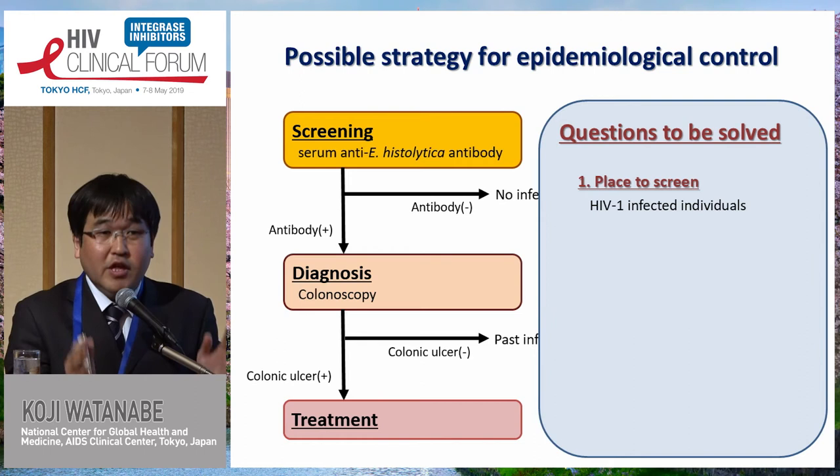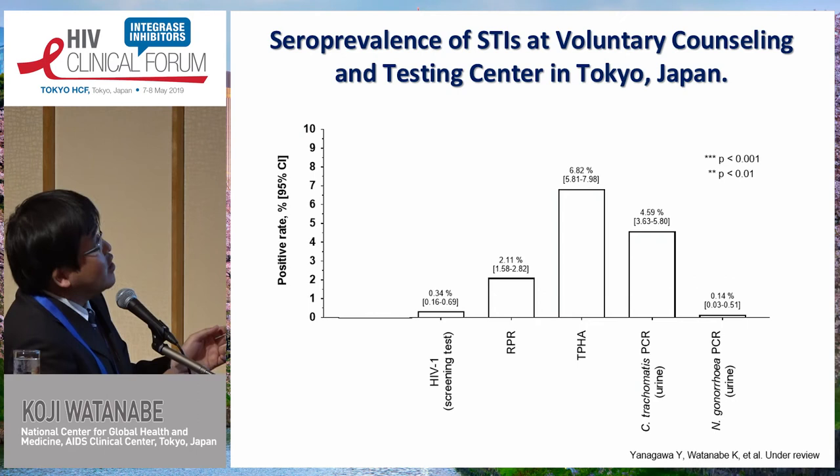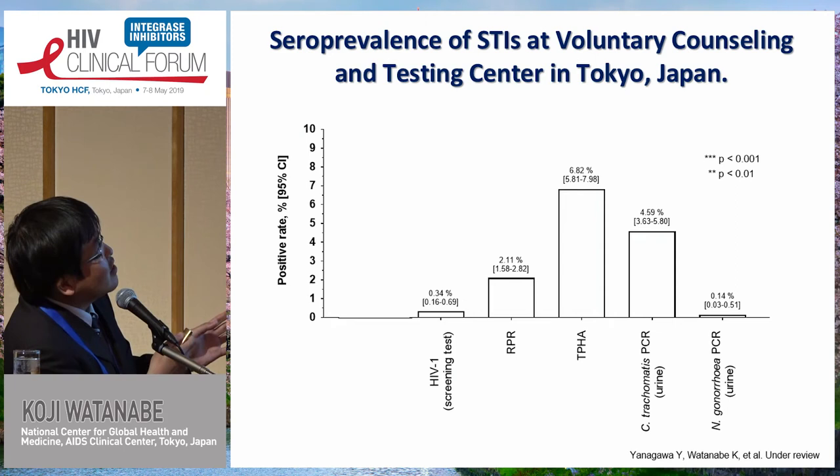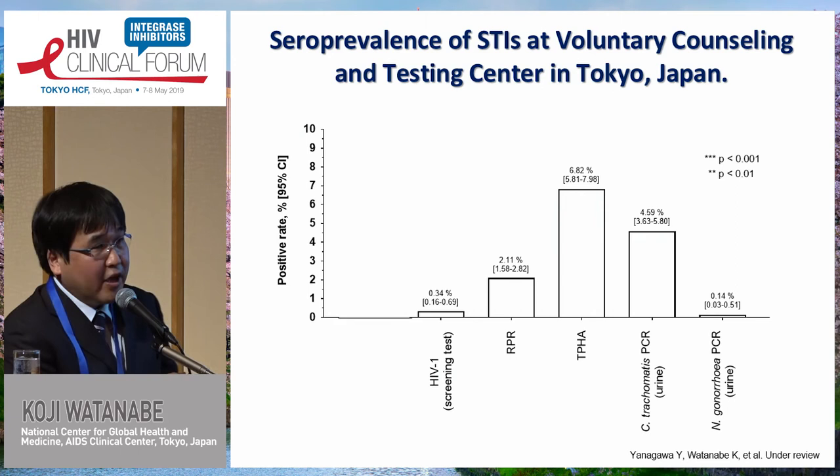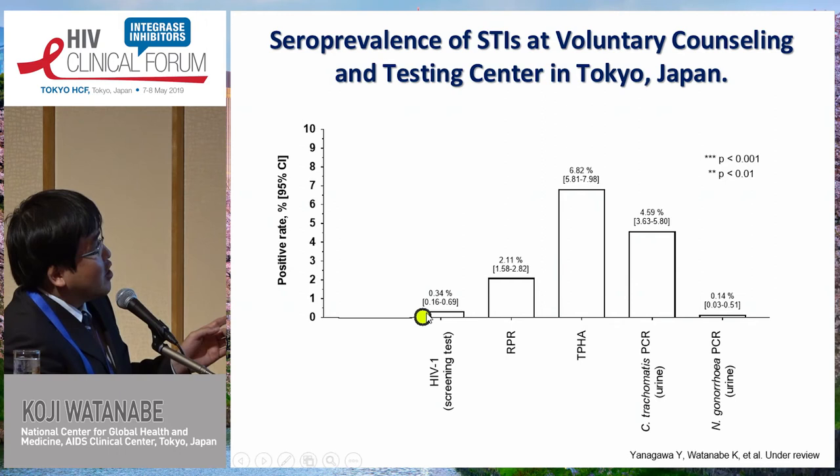But not only HIV-infected. This is the seroprevalence data of STI, sexually transmitted infections, at a voluntary counseling and testing center in Tokyo, Japan. At this center, HIV seropositivity is 0.34, and the RPR and the TPHA, which are syphilis serology, are 2.11 and 6.82. This is a current infection of syphilis. And the urine test for chlamydia and gonorrhea is here.